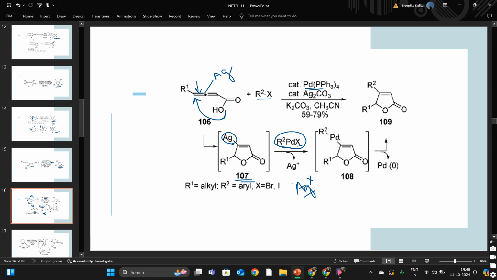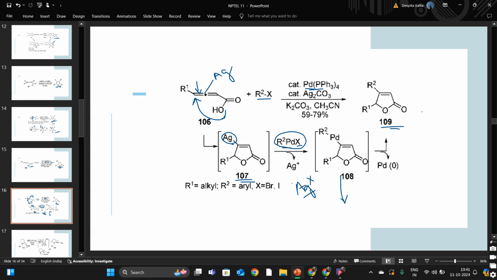So this PdR2 is going to replace the silver atom of the intermediate product. After this replacement, now in the workup, this particular metal complex undergoes reductive elimination to give the coupling of R2 and the furanone, and we get the 109 compound as the final product.